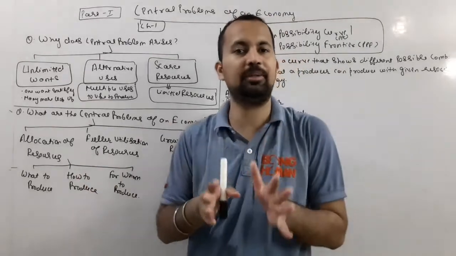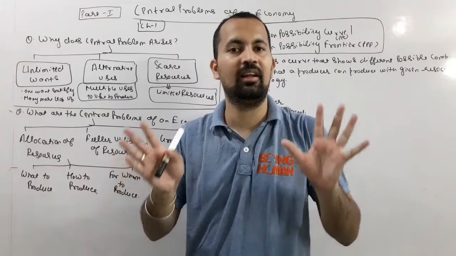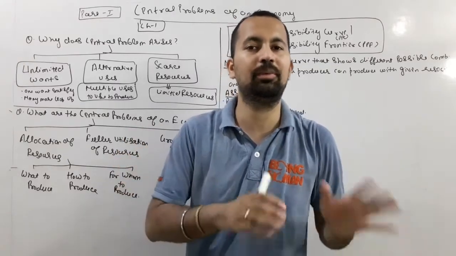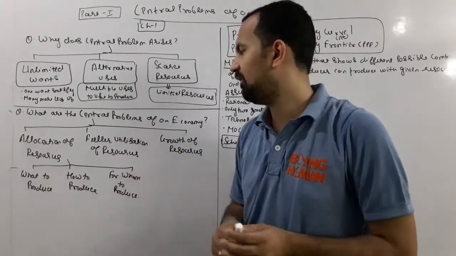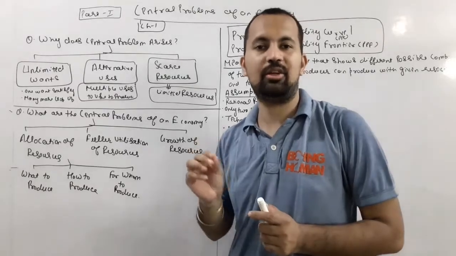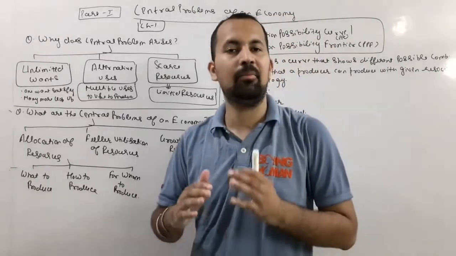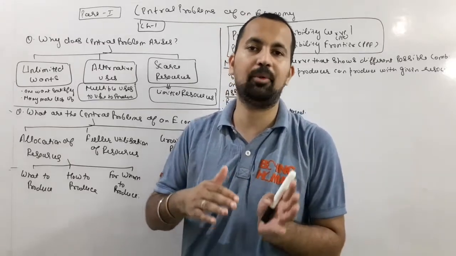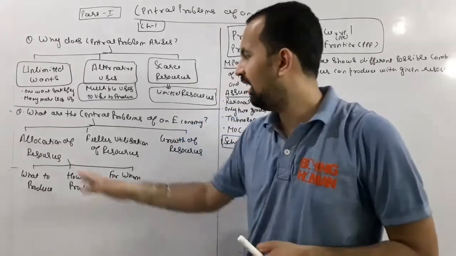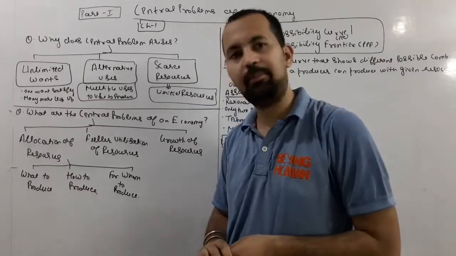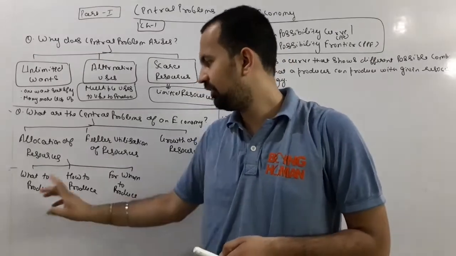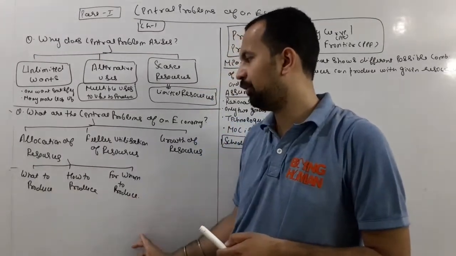Allocation means we need to distribute the resources in such a manner that fuller utilization should be there. Second is fuller utilization of resources, that there was no wastage of resources in the economy. Next is growth of resources. Growth of resources means means of production should be enhanced so that production should be increased. And allocation is further classified into three parts. First is what to produce, second is how to produce, third is for whom to produce.